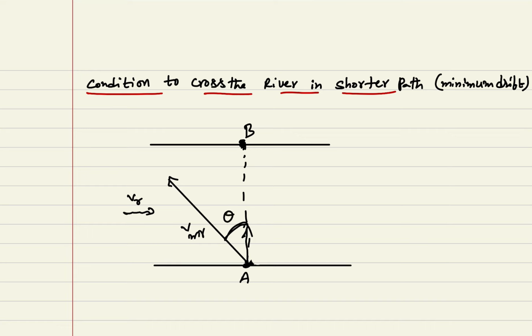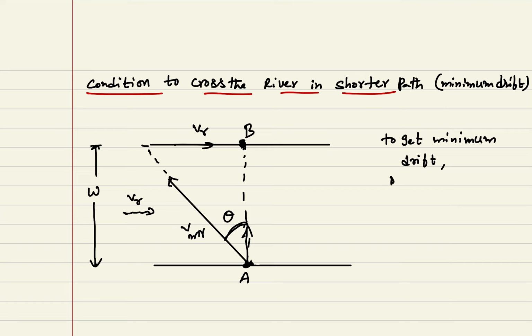This should be the velocity of the man with respect to the river. Let us consider he is making angle theta with the y-axis, and the width of the river is W. River flow is like this. This is the velocity of the river. Man is going like this. Now I am writing he should move upstream. To get minimum drift, the man should swim upstream.